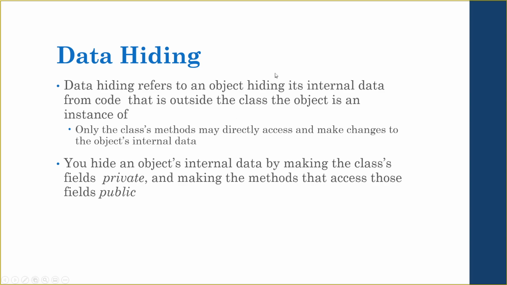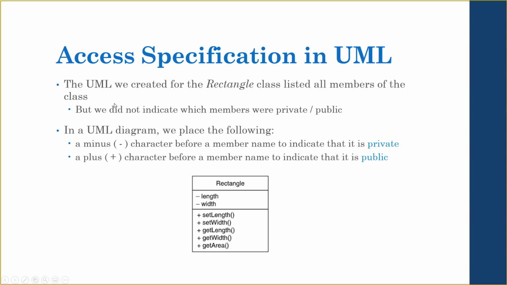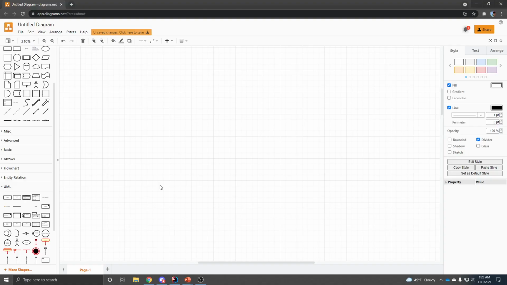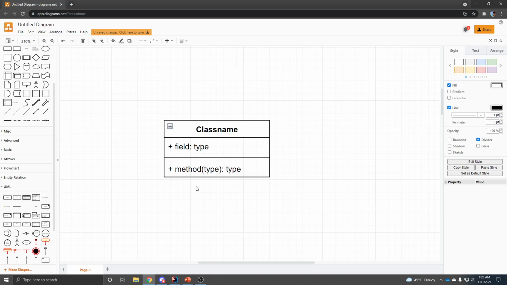So that's kind of the basics of data hiding. In UML, we do have one more thing that we need to add, which is access specification. But I'm going to go ahead and set up just a very basic skeleton of our rectangle class.